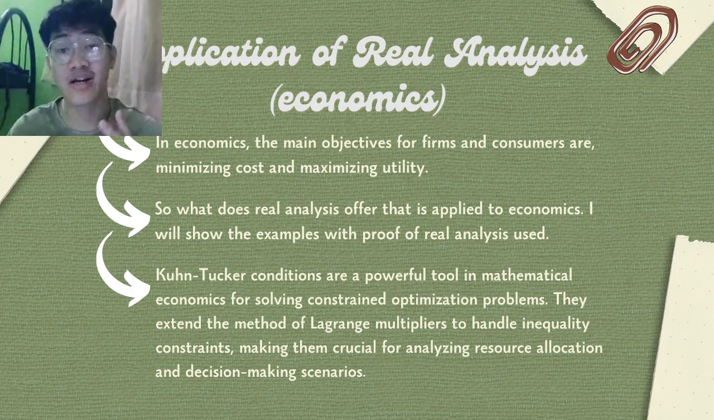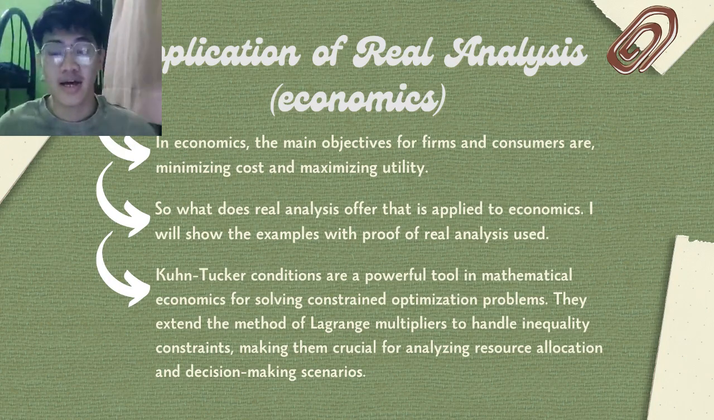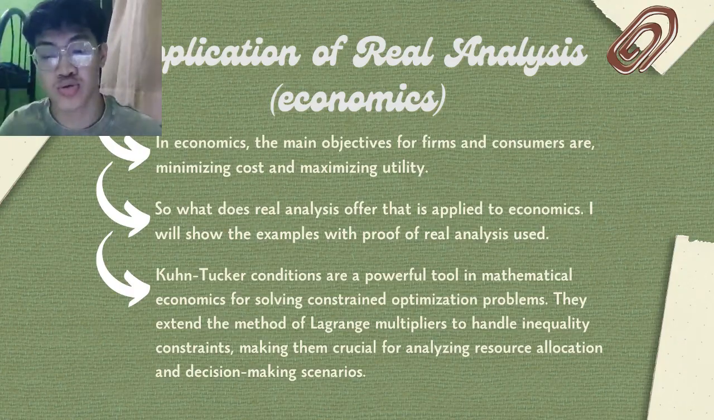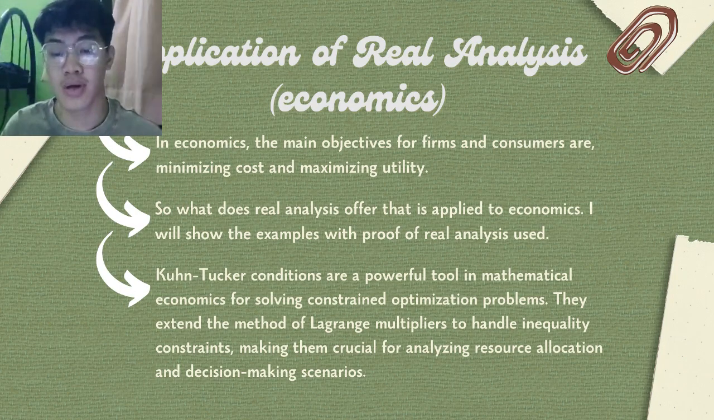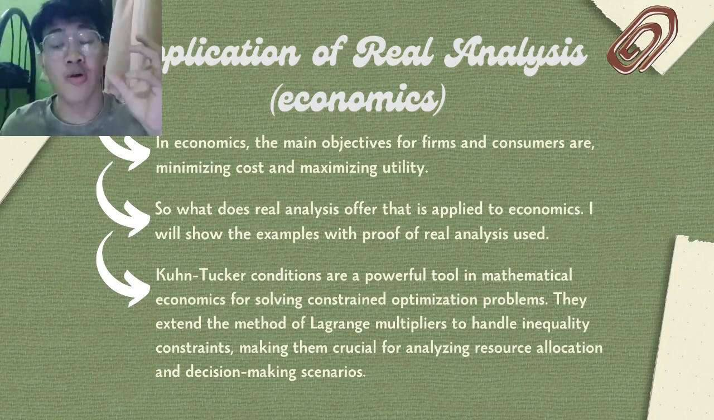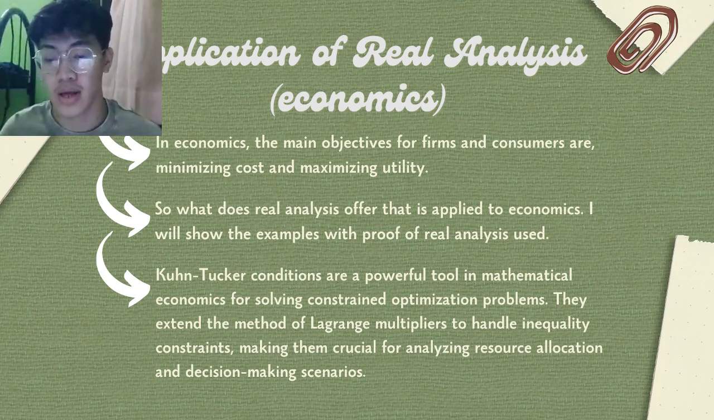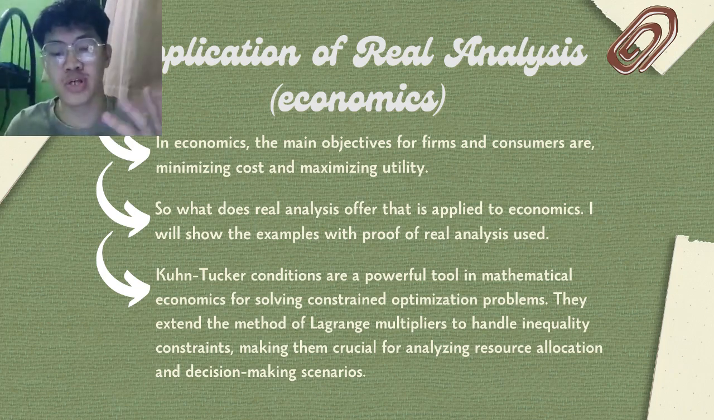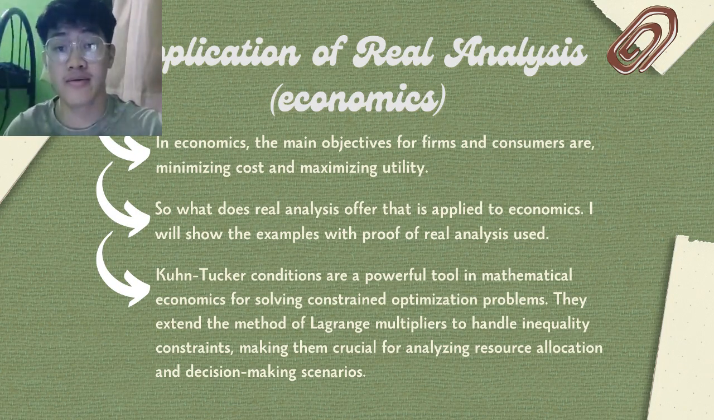So what does real analysis offer to be applied in our economy? We have a powerful tool in mathematical economics called the Kuhn-Tucker condition. It solves optimization problems, extending the method of Lagrange multipliers, and it is crucial for analyzing resource allocation and decision-making scenarios. I'll explain more in the next slide.